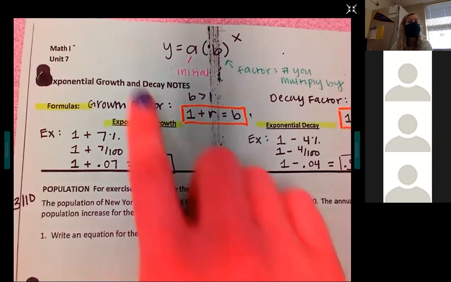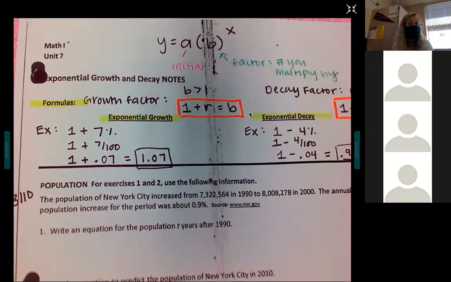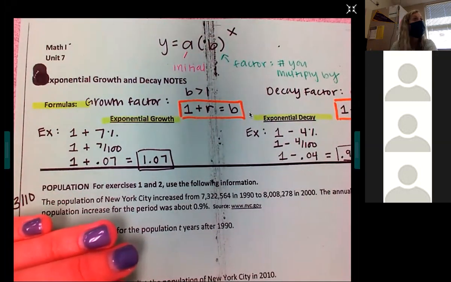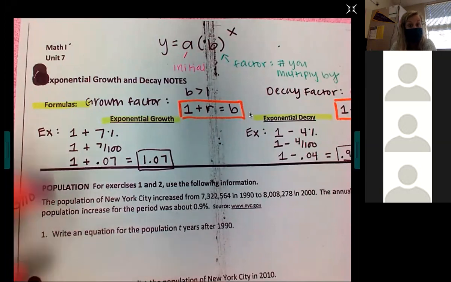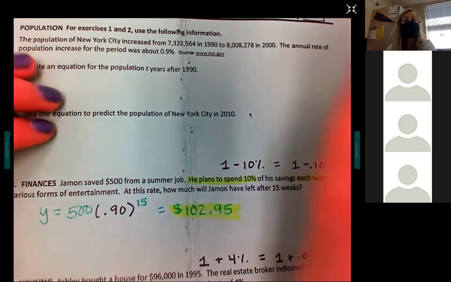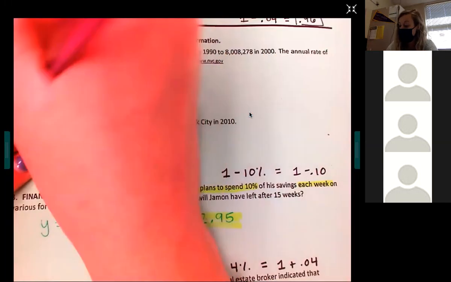The worksheet says growth and decay. So what kind of equation do we need to write? Exponential, because it says exponential growth and decay. And what do we know all exponential equations should look like? A times B, good job, Gwyneth, raised to the X.